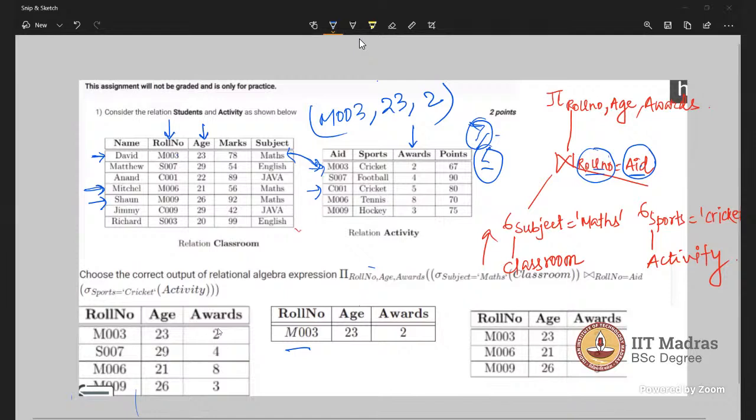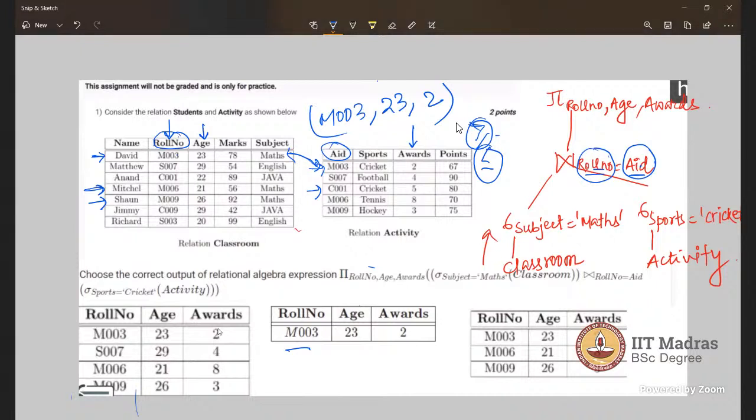But if I do the natural join, then it will select the roll number automatically. Here the field names are different, right? So there will be no problem. There is no common attribute here, you can see, so it will perform the cross product, right? We know that in natural join, if there is no common column, then it will do the cross product.